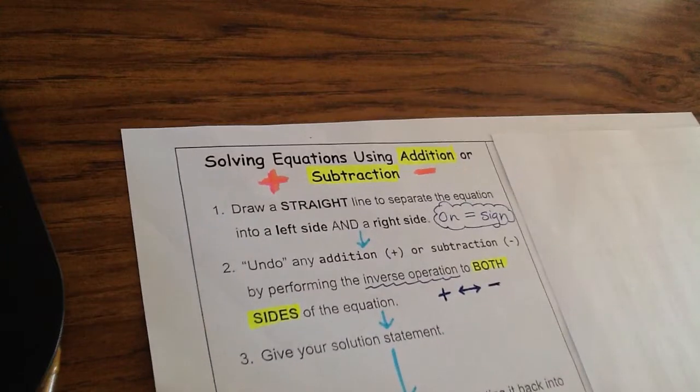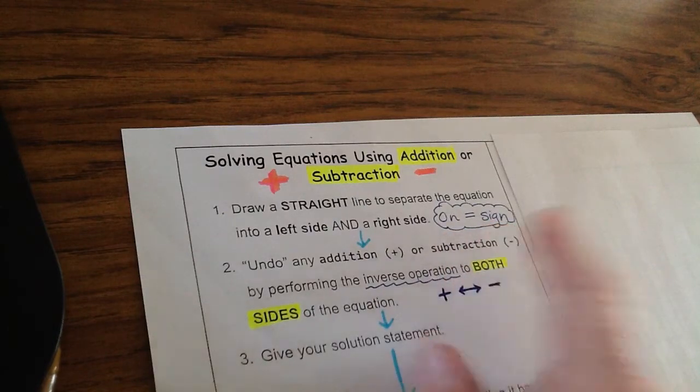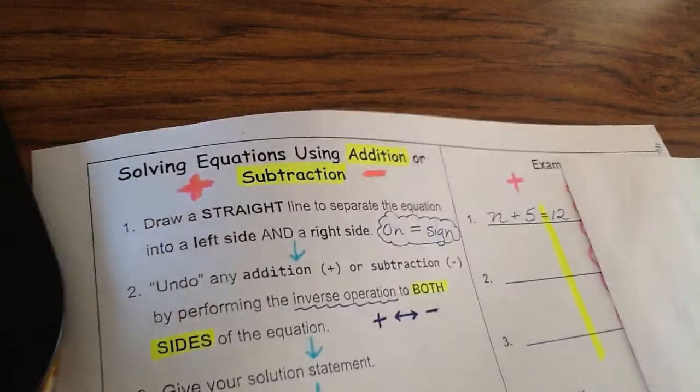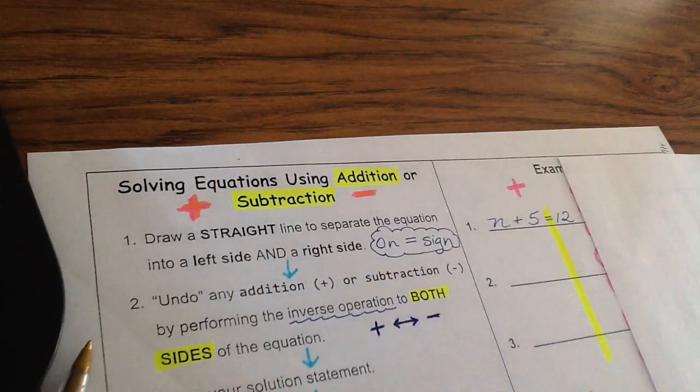First step, draw a straight line to separate the equation into a left side and a right side. You're going to draw that straight line on the equal sign. So if we had the equation n plus 5 equals 12, you're going to draw a straight line down the equal sign. Number 2, undo any addition or subtraction by performing the inverse operation to both sides of the equation.